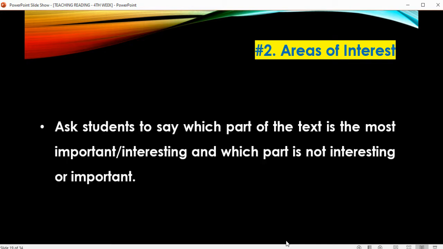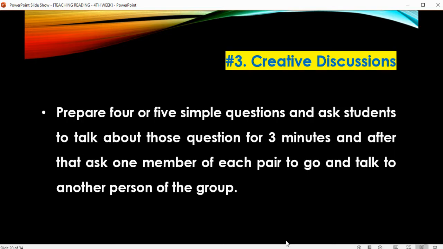The next one, the second, is related to areas of interest. So we are going to ask our students to say which part of the text is the most important or the most interesting and which part is not interesting or not important, right? So they are going to discuss. Notice, they are going to discuss which part for them, according to their own opinion, is the most interesting or the most important. Okay, so here's what the activity says: areas of interest.